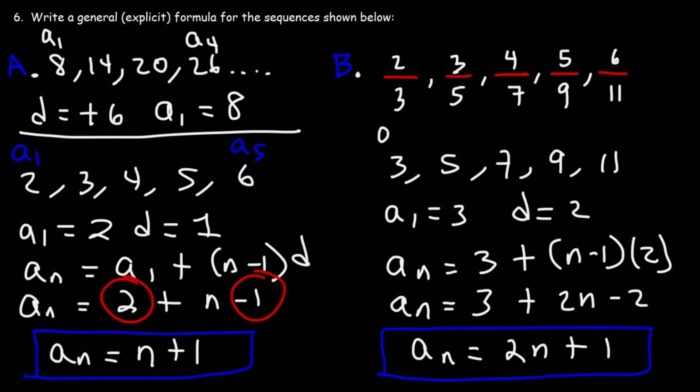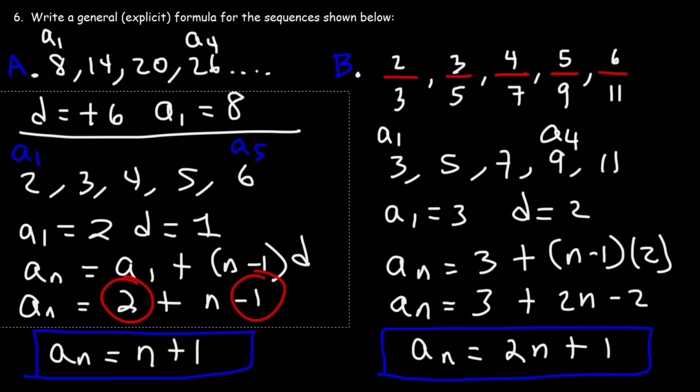So if we want to calculate the first term, we plug in 1 for n. 2 times 1 is 2 plus 1. It gives us 3. If we want to calculate the fourth term, n is 4. 2 times 4 is 8 plus 1. It gives us 9. So you always want to double check your work to make sure that you have the right formula. So now let's put it all together.